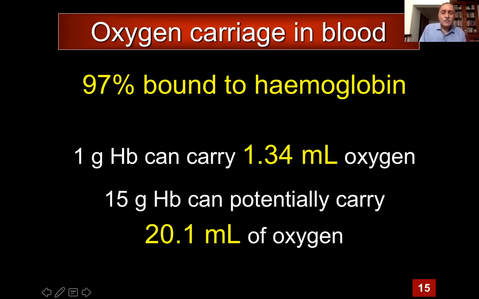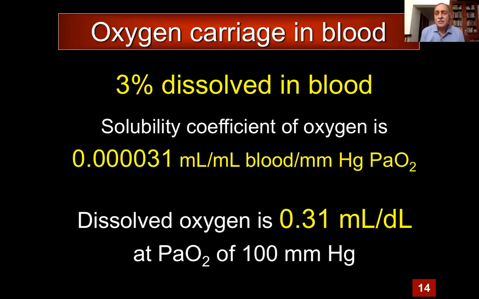Now, there is another form in which oxygen is carried in the blood. If 97% is carried attached to hemoglobin, the remaining 3% is carried in the dissolved form, and that depends on what is called the solubility coefficient of oxygen. Each gas has a solubility coefficient, which is described in terms of so many ml per ml of blood per millimeter of mercury tension of that particular gas.